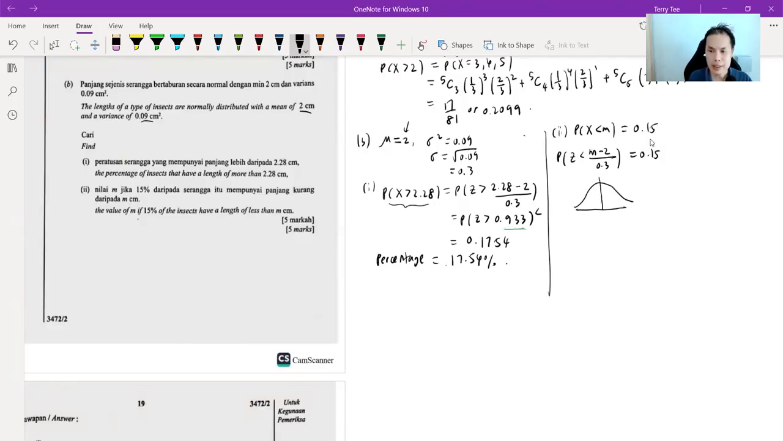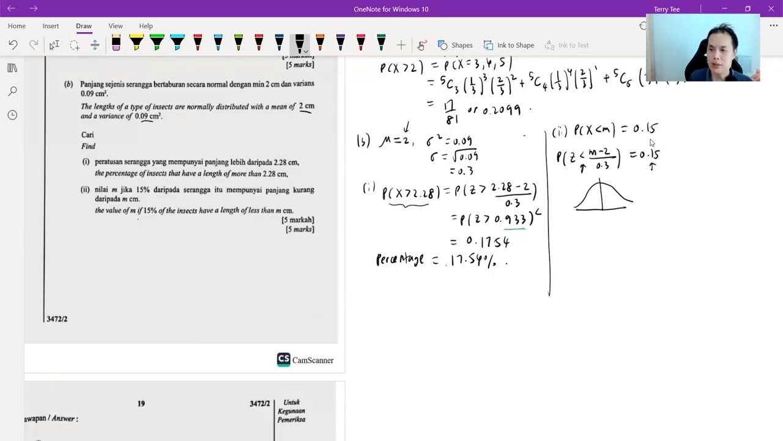So let me do a sketch. It's very important that you sketch the correct side. All right. Now, where do you fix your m minus 2 over 0.3? Okay. Where you fix depends on two things. Number one, the symbol here, whether it's more than or less than. Number two is your probability, whether it's more than half or less than half. Now, for beginners, sometimes you don't know where to put. It's okay. We can change it.